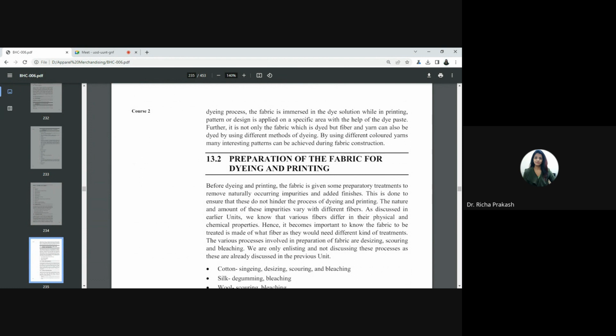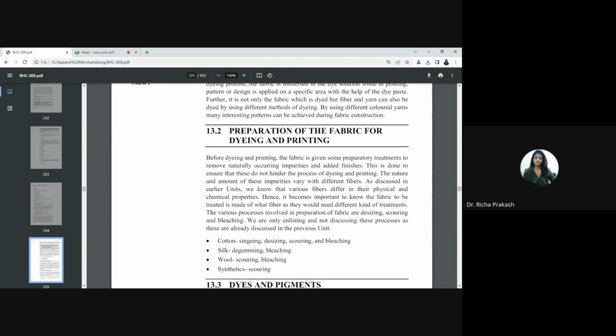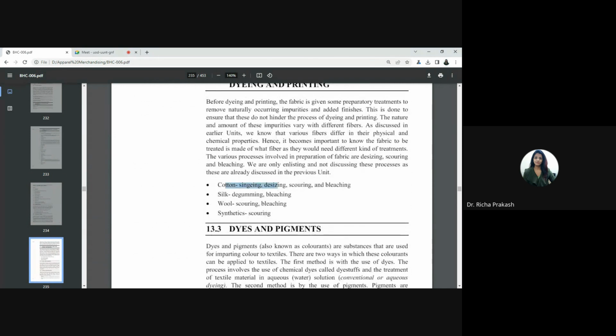Now everyone doesn't wear white clothing, so you have to color it into various colors. That coloring part is called dyeing. So preparation of the fabric for dyeing and printing: if you have the fiber cotton, then the process of removing dirt is called singeing, desizing, scouring, bleaching. These are the steps that take place.